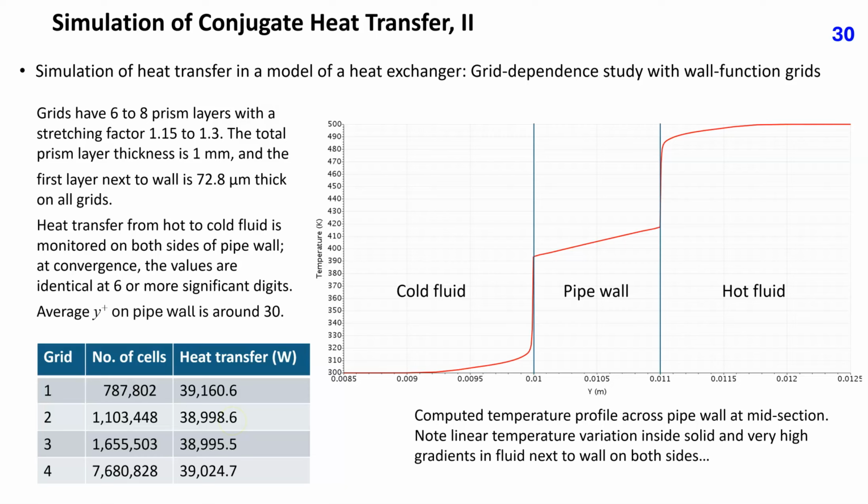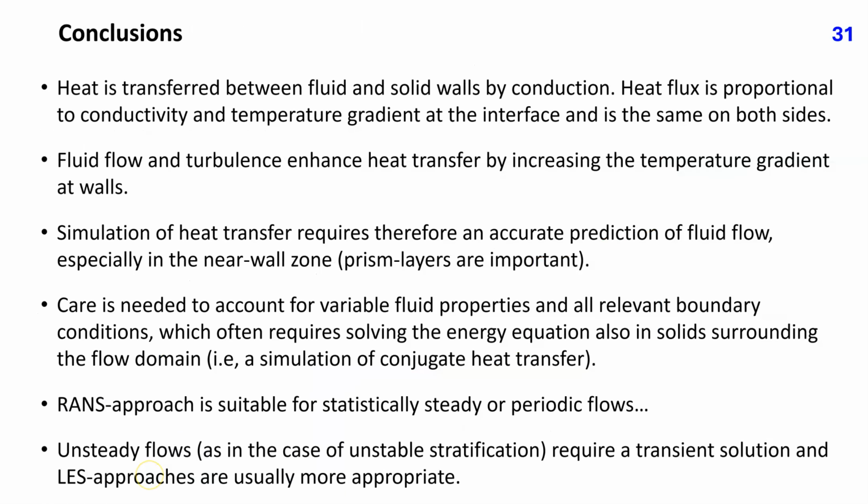It is not monotone, with results from grids 2 and 3 being almost identical. The difference between values obtained from grids 3 and 4 is only 0.07%. Here is a summary of this lecture. Heat is transferred between fluid and solid walls by conduction. Heat flux is proportional to conductivity and temperature gradient at the interface and is the same on both sides.